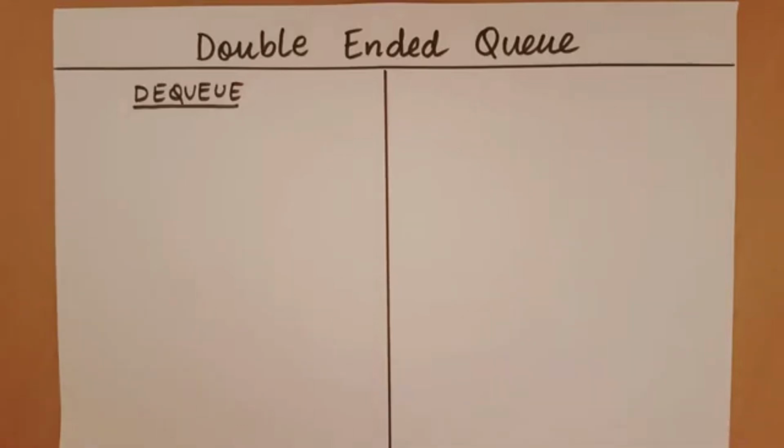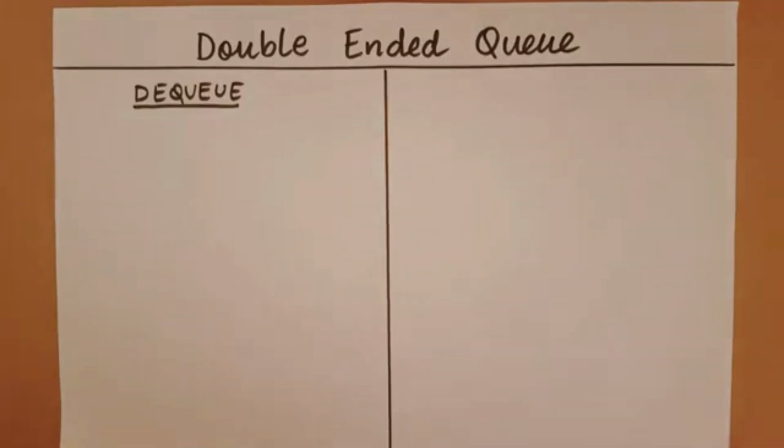Now, if you remember, in a basic queue, all additions have to be made from the end called the rear, and all deletions have to be made from the end called the front. In a double-ended queue, additions can be made from both the rear and the front. Similarly, deletions can be made from both the rear and the front.